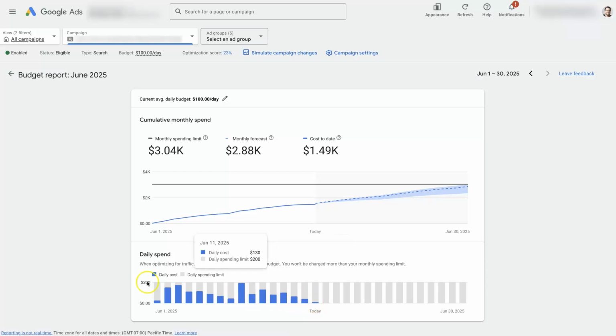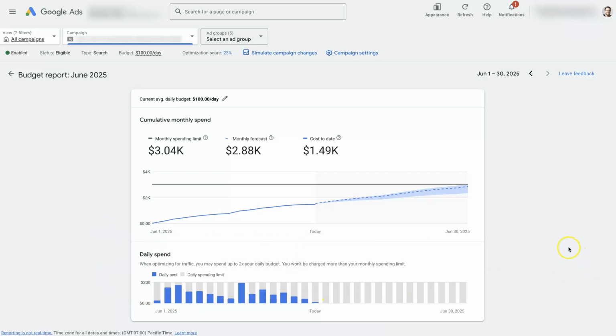This day it spent $10. This day it spent $25. This day it spent $173. And it's going to figure out over time what are the best days to spend your money on. And it's going to fluctuate the spend throughout the week and the month in order to try and get you the absolute best results possible, right? That's kind of the idea here. It's like budget optimization. And so just because you say, hey, I want to spend $100 a day, doesn't necessarily mean that every single day of the week you're going to be spending exactly $100.